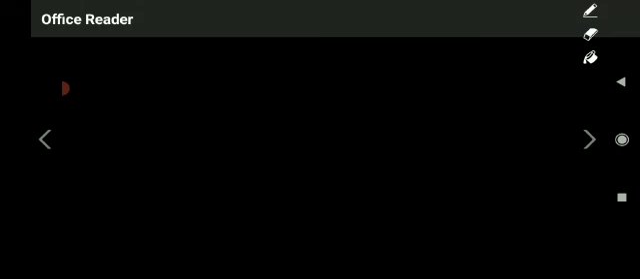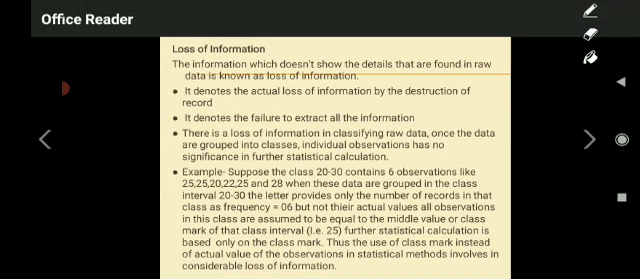Now let us understand the next and the last topic of the third unit, that is loss of information. Here you may have one objective question or else one 4 marks question in the examination on this particular topic. Loss of information is nothing but the information which does not show the details that are found in raw data is known as loss of information.